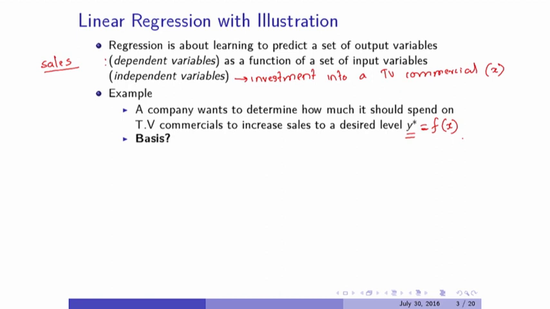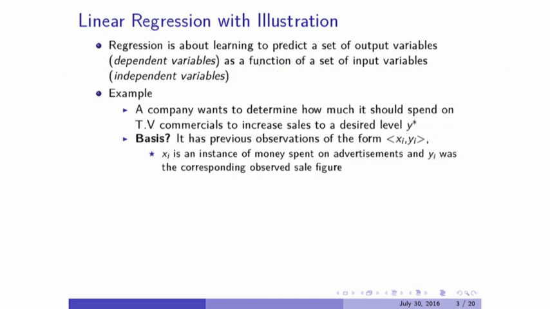But what is the basis for learning such a function f and determining Y star based on X, and also reverse engineering and finding the X to get a desired Y star? The basis is previous observations of the form xi, yi. Xi is the instance of money spent on advertisements in the past, and yi was what was harvested as returns.